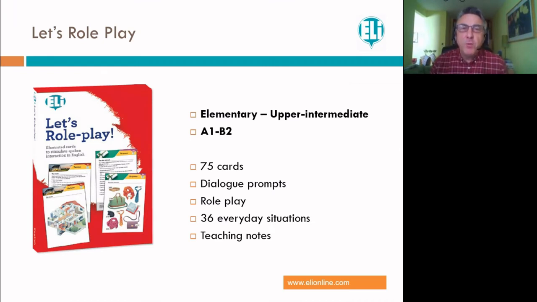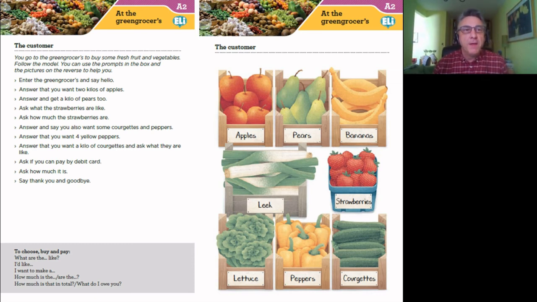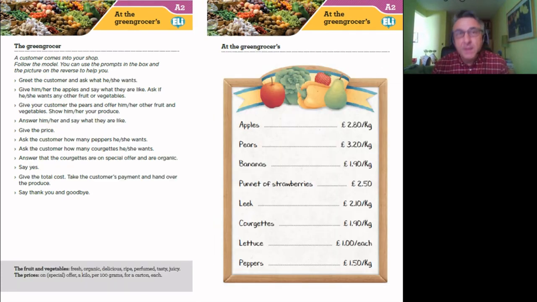And finally we have Let's Role Play, which is another pack of visuals, this time elementary to upper intermediate. And the idea here is that we have 75 cards, but 36 everyday situations, and we're getting the kids or the adults or teens to work in pairs or groups of 3 based on the prompts that I'm going to show you now with teaching notes. So here you have the customer, that's partner A, and partner B is the greengrocer. Okay, so customer, greengrocer.